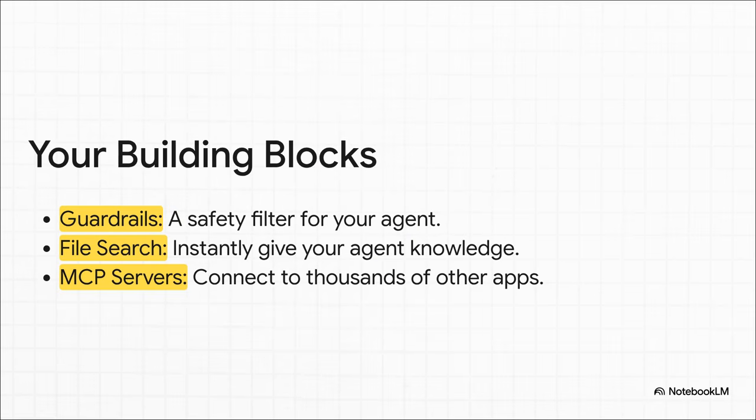All right, let's talk about the actual building blocks, the nodes you'll be using. First, you've got Guardrails. Think of these as a safety filter for your agent. Super important. Then there's File Search, which is just an insanely simple way to give your agent knowledge. You just upload your documents and boom, it knows things. You might have heard of this as RAG. And then there are MCP servers. Now, this is the key to letting your agent actually do stuff out there in the real world.